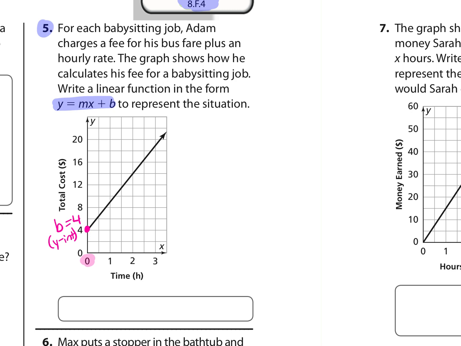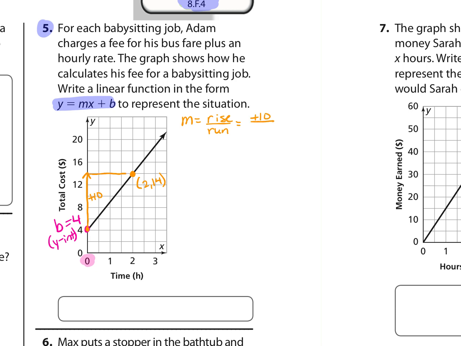And then to get m, we're going to use rise over run. And so I can pick any two points on this line. I'm going to pick the y-intercept, and I'm going to go ahead and choose this point (2, 14), because that's a point that the line clearly goes through. And it rises. We go from 4 up to 14, so it went up 10 units.